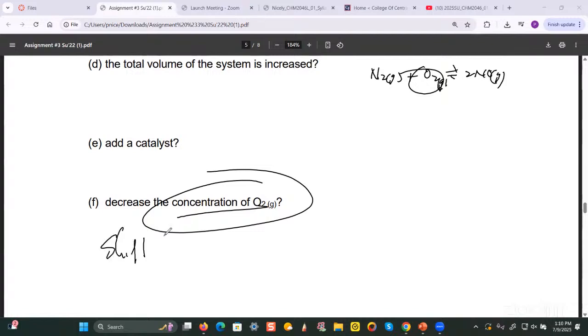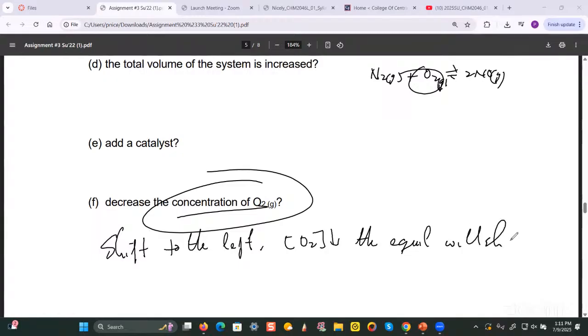Which direction will the equilibrium shift when you decrease the concentration of O2? Shift to the left, okay? And how do we explain that? The equilibrium shifts to the left to increase the concentration of O2. So if the concentration of O2 decreases, the equilibrium will shift to the left to increase the concentration of O2, right? And that's how you answer that, right?